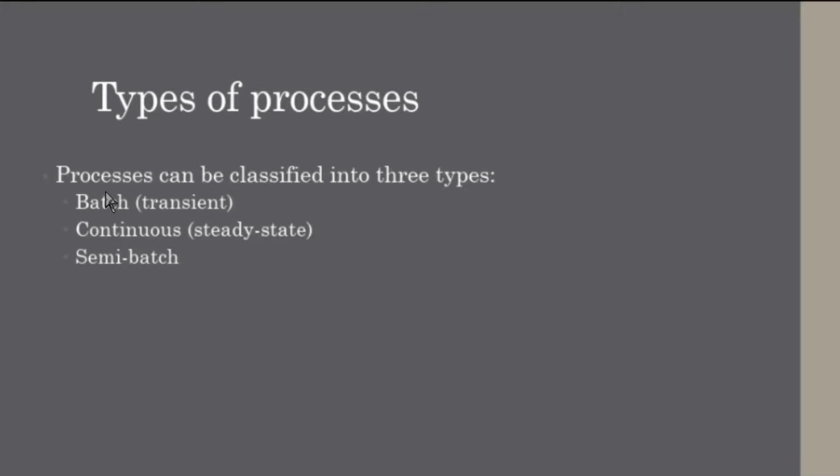You can generally classify processes into three types. Those are the batch process, which we also call transient process, the continuous or steady state processes, which are the majority of our examples, and we also have semi-batch or fed-batch processes. The semi-batch process is a hybrid between the batch and the continuous process. For now, let's focus on the simpler continuous processes.